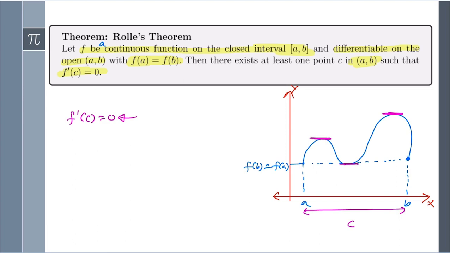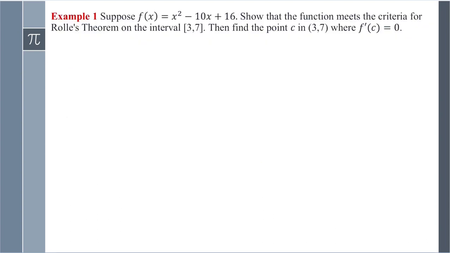Let's look at an example here. Again, the first condition that we are going to check is whether the function is continuous on the closed interval. We are given this closed interval [3, 7]. This is a quadratic function, and any polynomial function is continuous on its domain. So obviously f(x) is continuous on [3, 7].